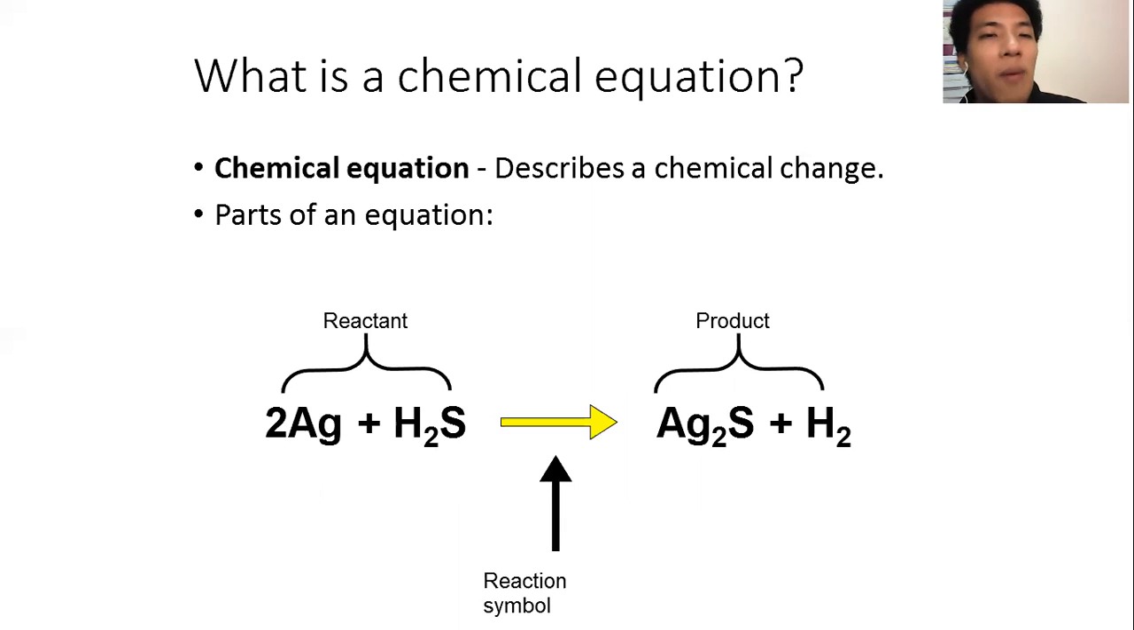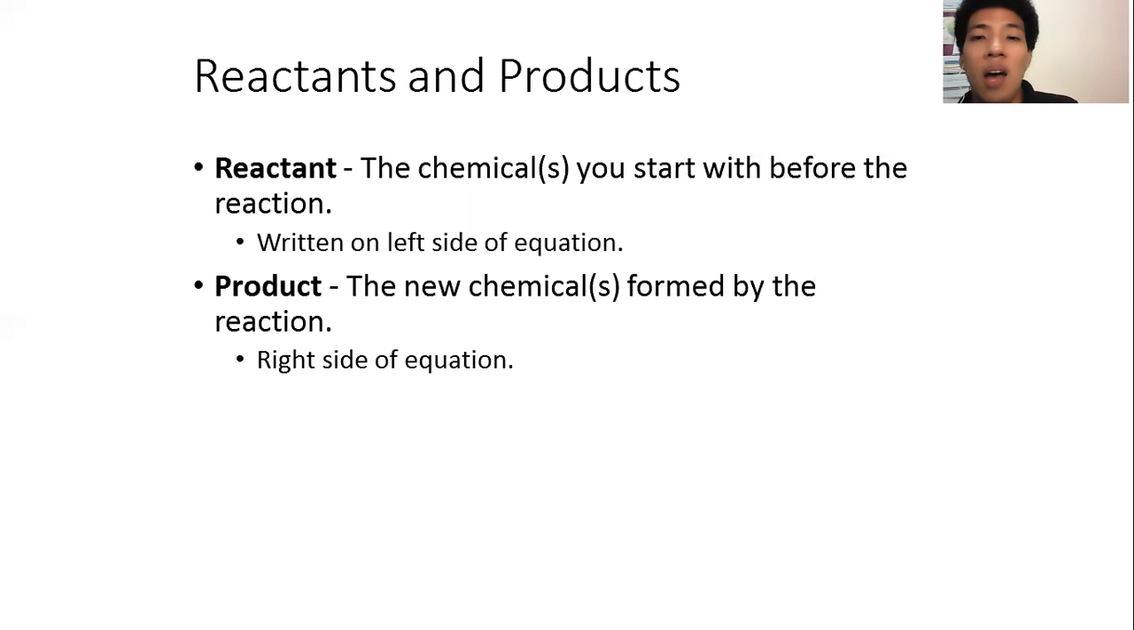What is a chemical equation? Remember, it describes a chemical change. We have to identify again the reactant and product sides, which are separated by the arrow sign. The reactants are the part of the equation that exists before the reaction and are always written on the left side of the equation. The products, the new chemicals formed by the reaction, are always placed on the right side.